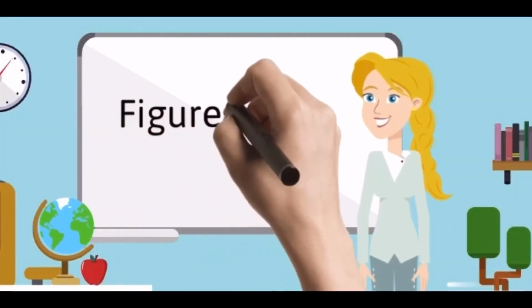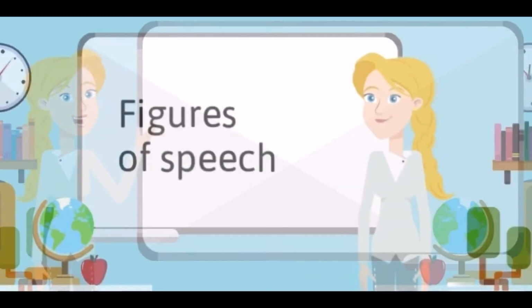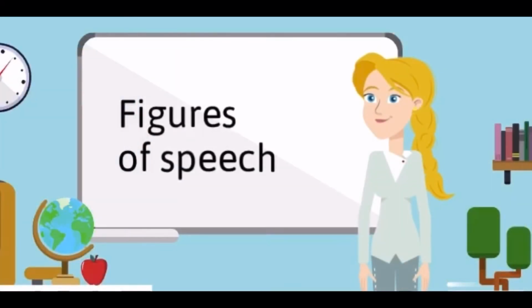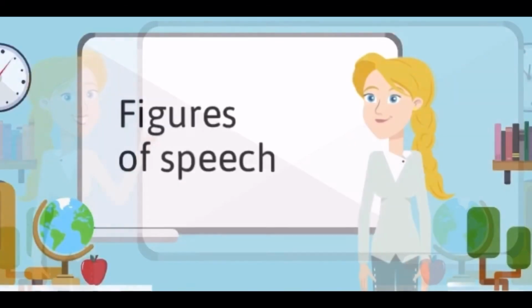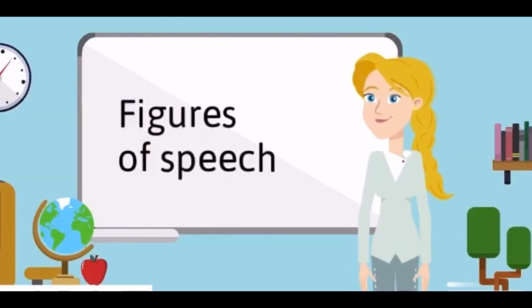Figures of speech. A figure of speech is a way to express the meaning of something without saying it directly. You'll find that metaphors are used a lot in poetry. A metaphor can be used to compare something unfamiliar or difficult to understand with something familiar. For example, the snow is a white blanket. Now, we know that the snow isn't really a white blanket, but it's a great way to explain what it looks like to someone who didn't know.